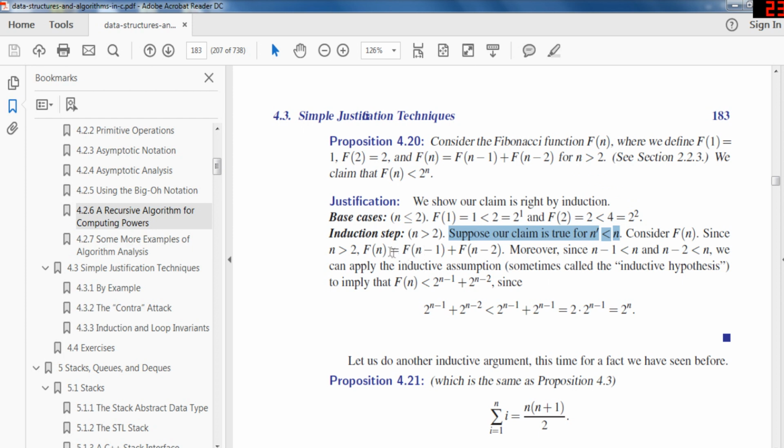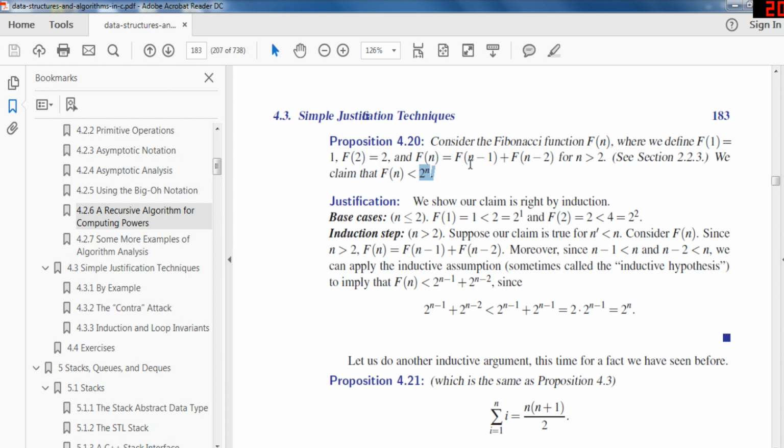Since n is greater than 2, and this is the statement they gave us, since n minus 1 is less than n and n minus 2 is less than n, plugging these in you get f of n, which is less than 2 to the n minus 1 plus 2 to the n minus 2. Because even if you plug n minus 1 into this equation, it still has to be greater than f of n.